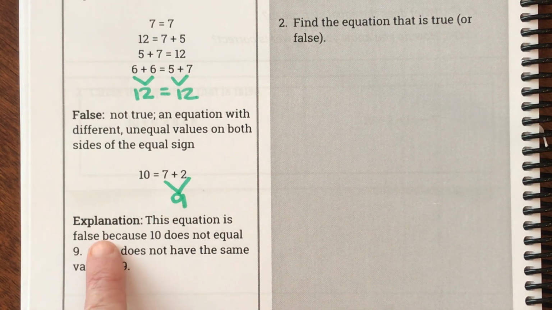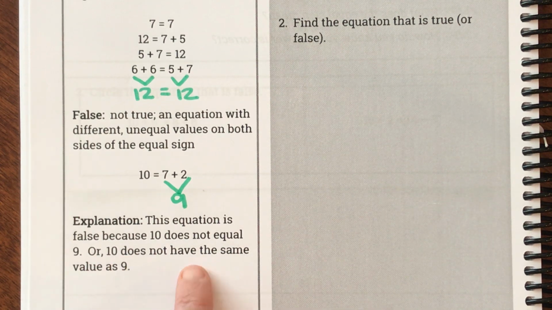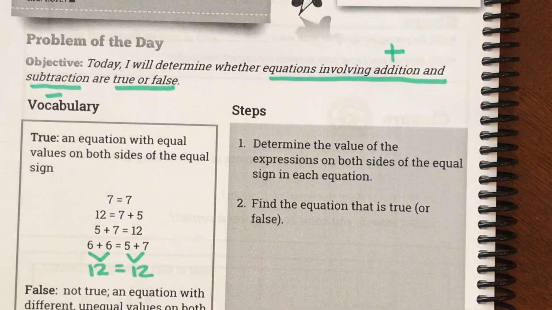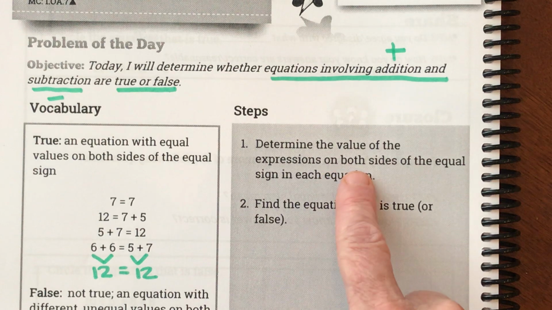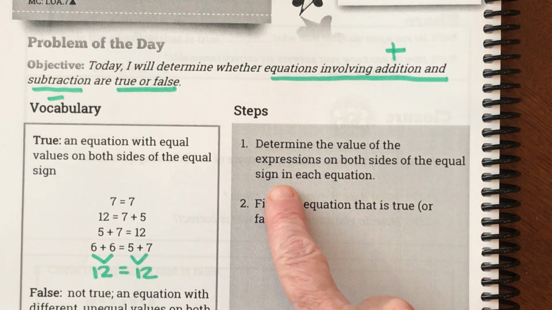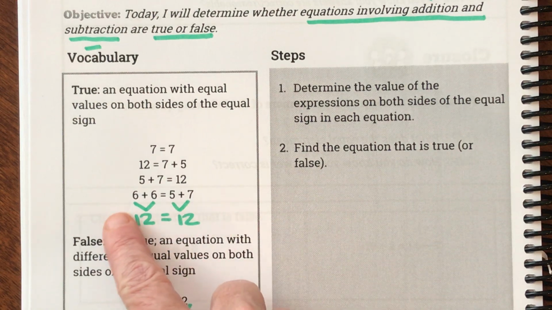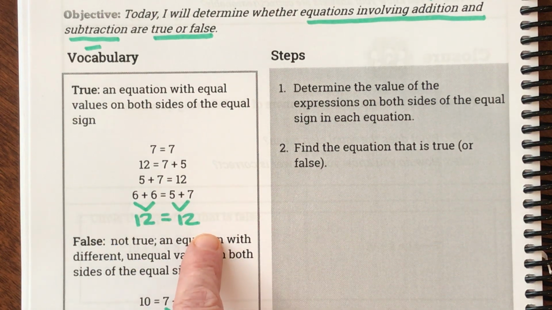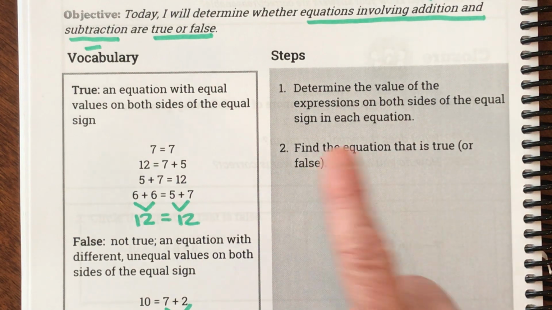Okay, let's look at our explanation. It says this equation is false because 10 does not equal 9, or 10 does not have the same value as 9. Okay, so let's look at our steps today. It says we're going to determine the value of the expressions on both sides of the equal sign in each equation. So we're going to solve both sides of the equation, kind of like we did here. And then we're going to find the equation that is true or false, depending on what the question asks us.